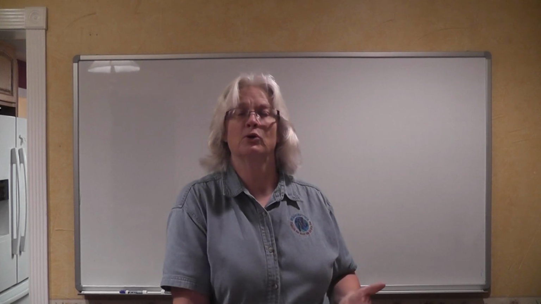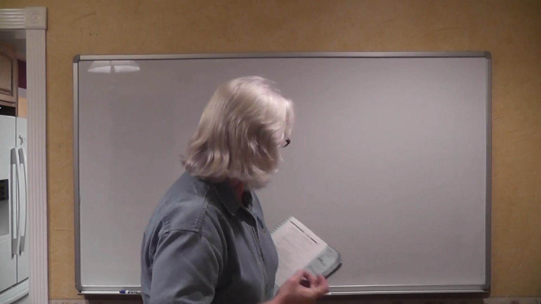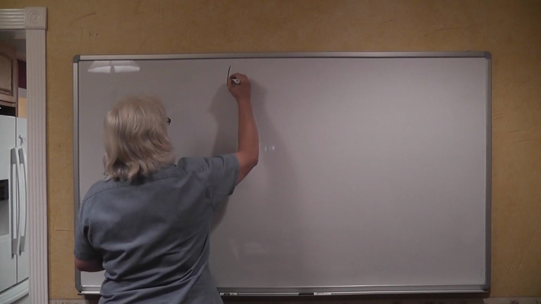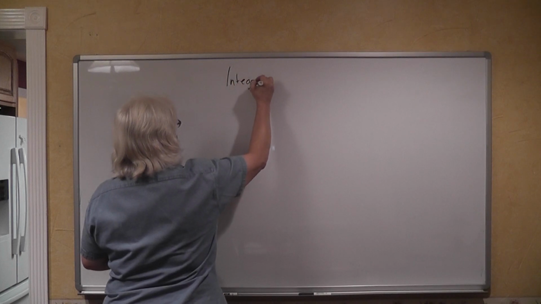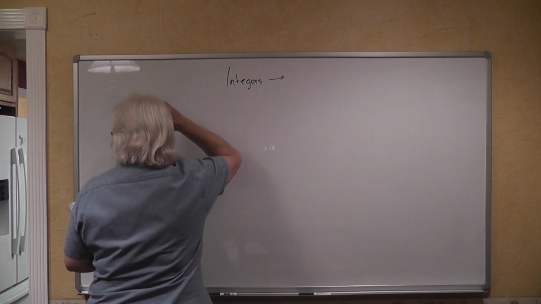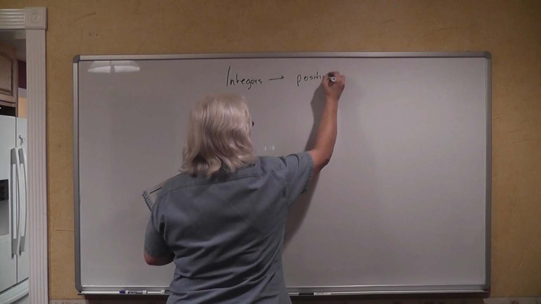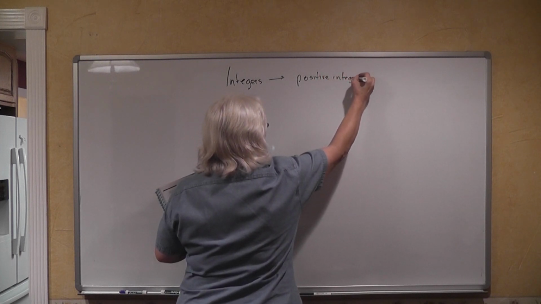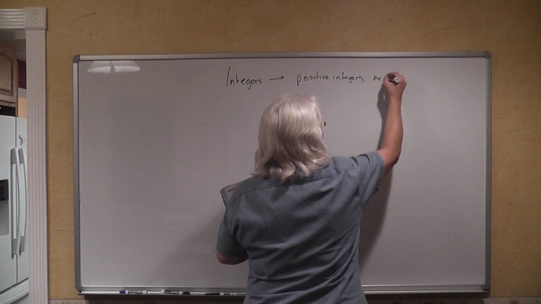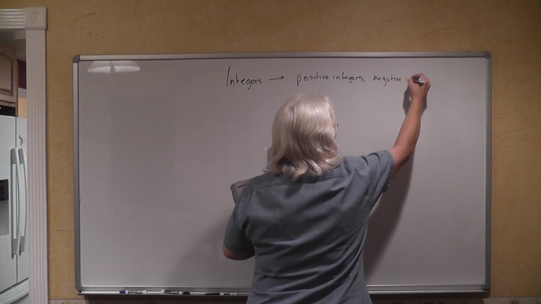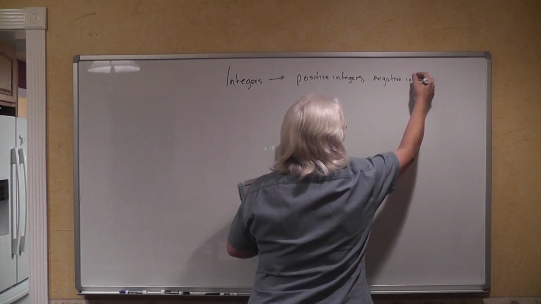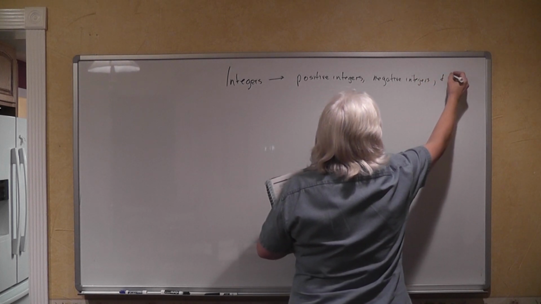Section 4.1 is the integers, and some of you are going to be familiar with this. Some of you, it may be a new concept to you, but more definitions here. We have a set of integers. And what do the integers contain? These have positive integers, negative integers, and zero.